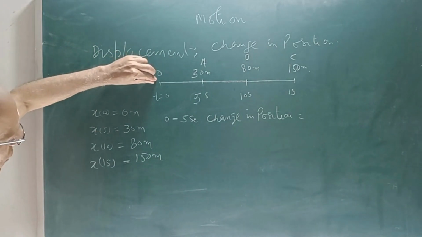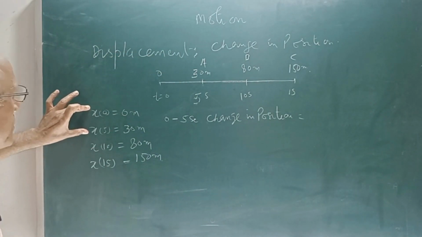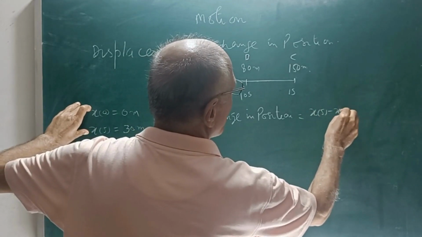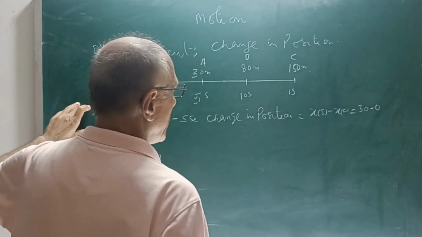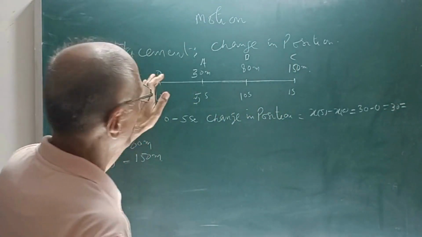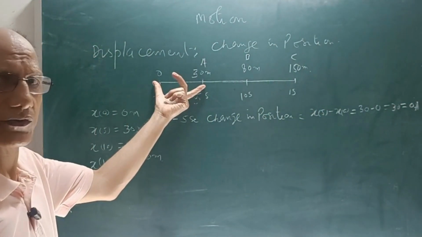Initially you were at 0, at 5 seconds you are at 30 meter. So change in position is nothing but position at 5 seconds minus position at 0. So that is 30 minus 0, that is 30 meter, and that is nothing but OA. This is the distance OA.